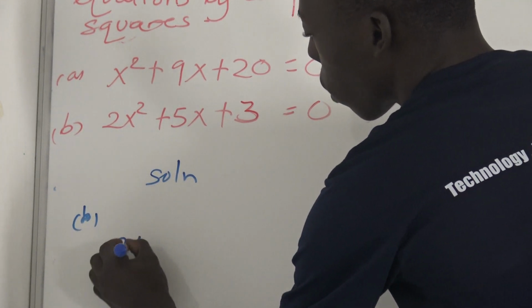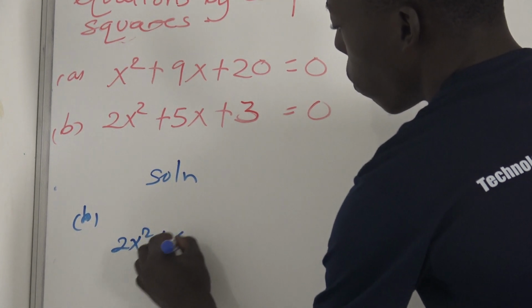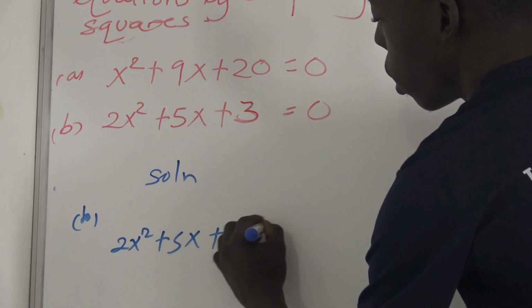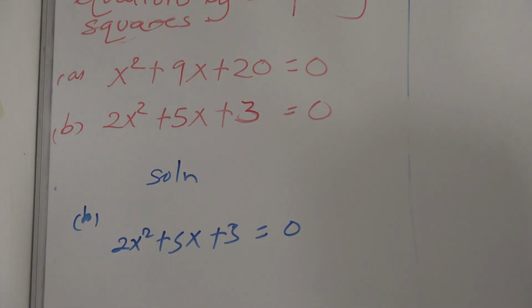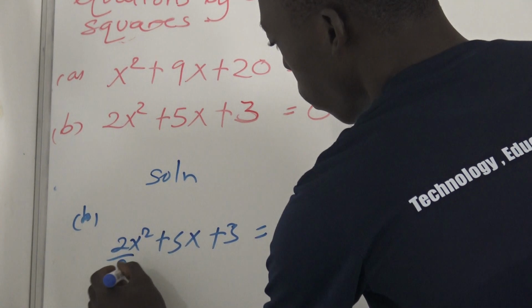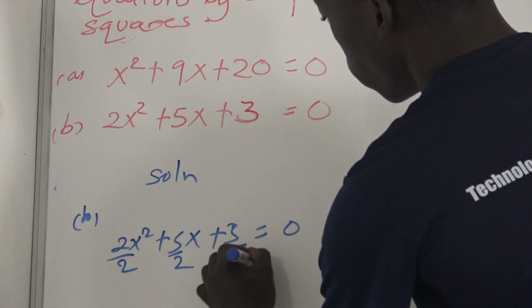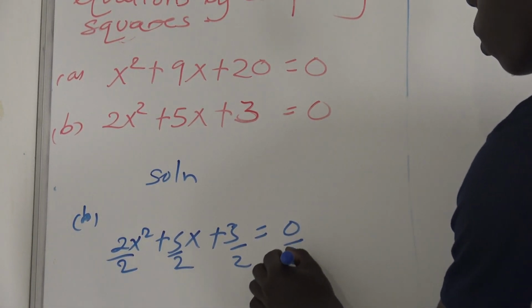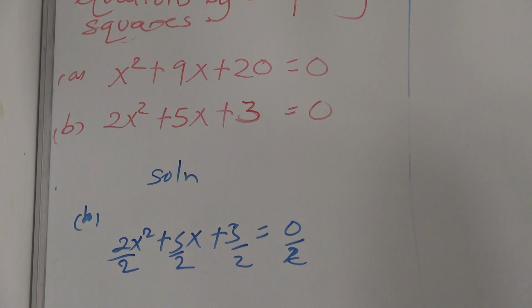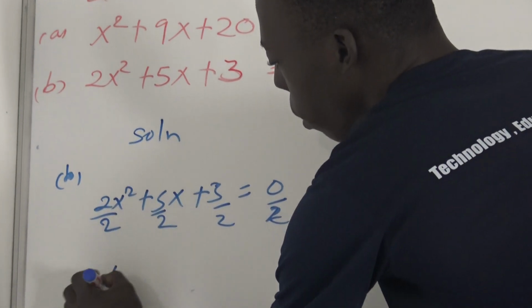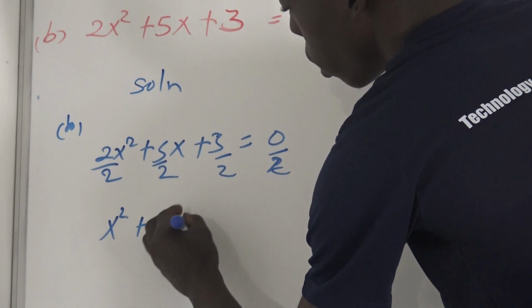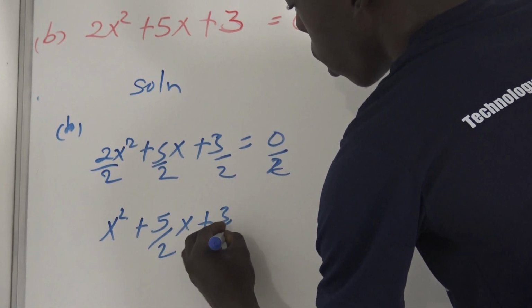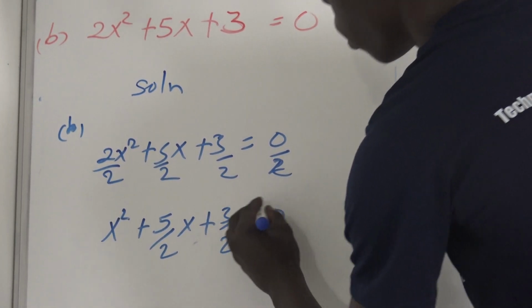So it is 2x² + 5x + 3 = 0. So for this case, we said we have to make it to be a degree of 1, which is by dividing 2 by 2, by 2, even here by 2. So after dividing by 2, what do we have is this one becomes x² + (5/2)x + 3/2 = 0.